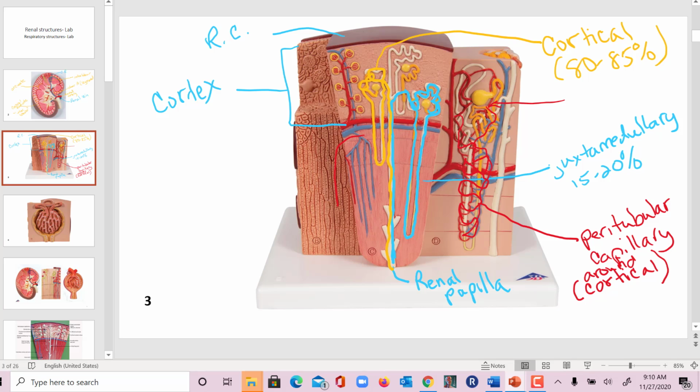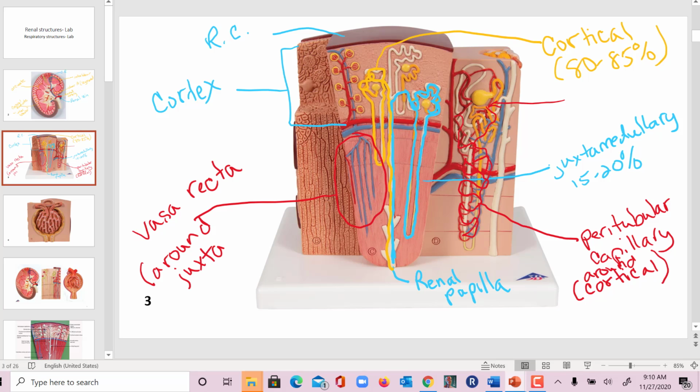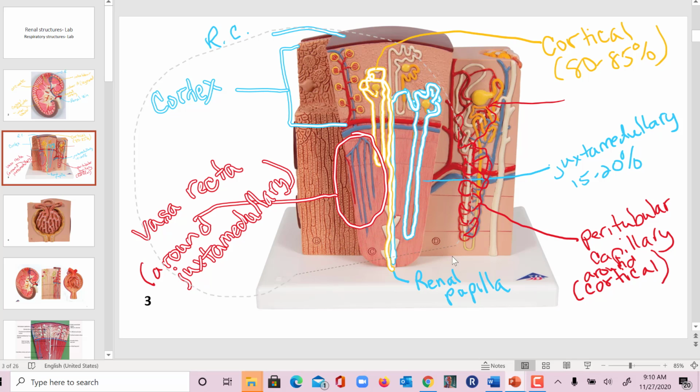Over here, these structures that I'm circling are called vasa recta. They are also a capillary bed, and they are found around the juxtamedullary nephrons. So we have two different kinds of nephrons, and as such, two different types of capillary beds around the nephron loops. Vasa recta is to juxtamedullary as peritubular capillary bed is to cortical nephrons. I'm going to erase this now and show you some more structures using this model before I move on.